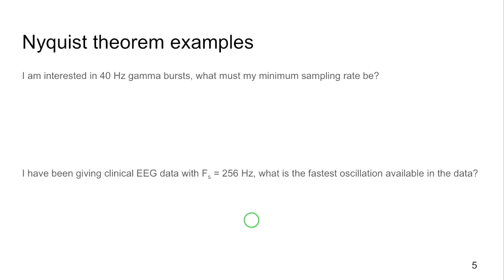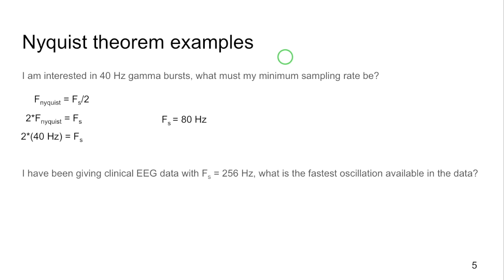So let's do a couple of short exercises with the Nyquist limit. If I'm interested in a 40 Hertz gamma burst, what must my minimum sampling rate be? Well, I know that my Nyquist frequency is equal to half my sampling rate, or my sampling rate must be twice my Nyquist frequency, and I'm interested in a 40 Hertz signal, so I want my Nyquist limit to be 40. And so my sampling rate must be at a minimum 80 Hertz, although, like I said, it's usually better to have some margin on that, to be more conservative.